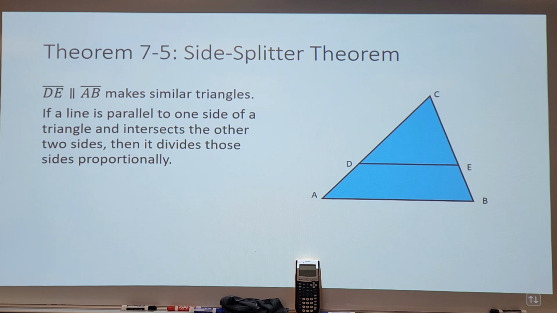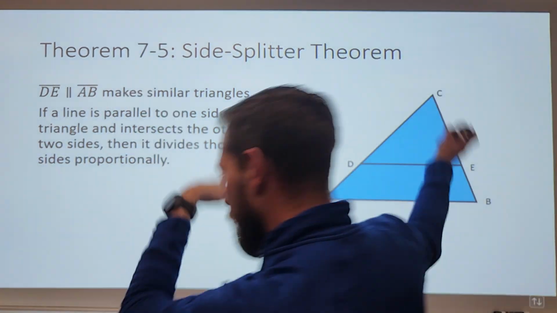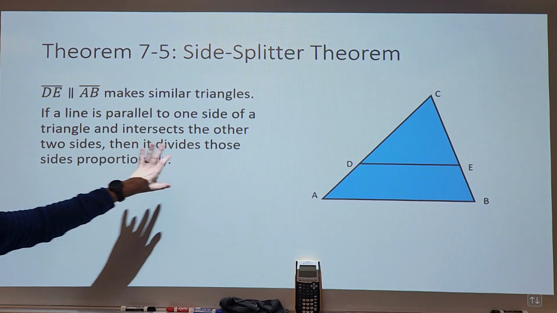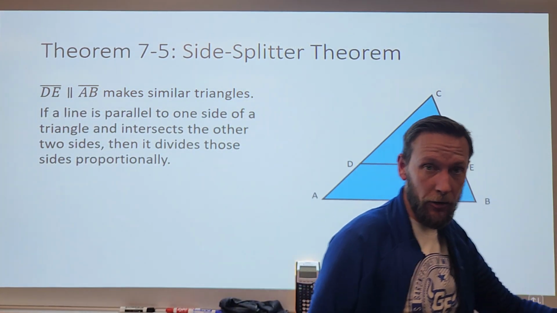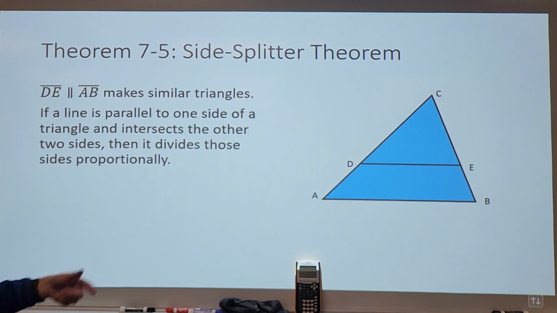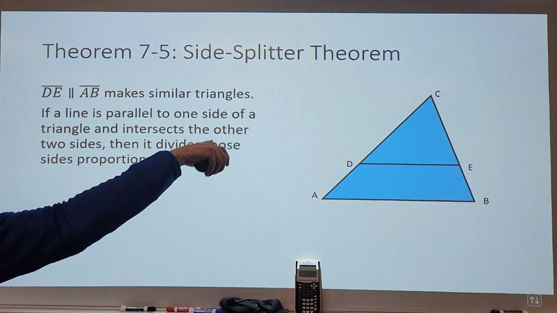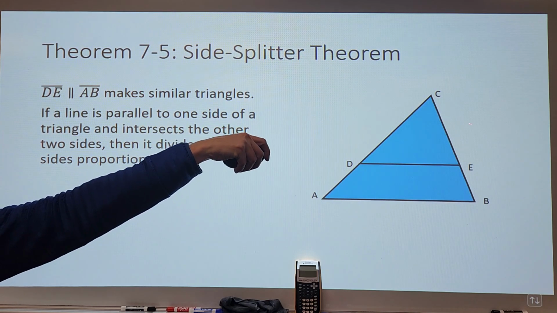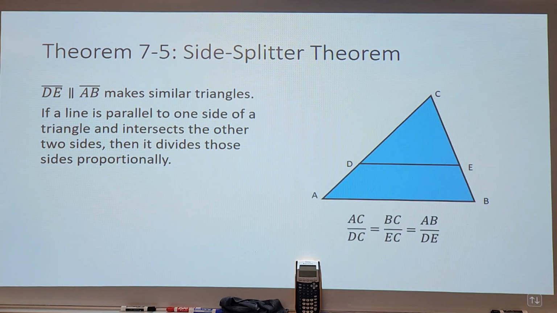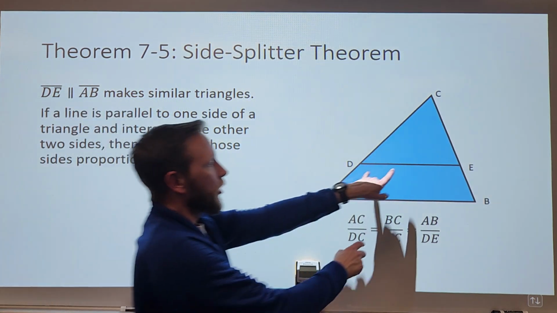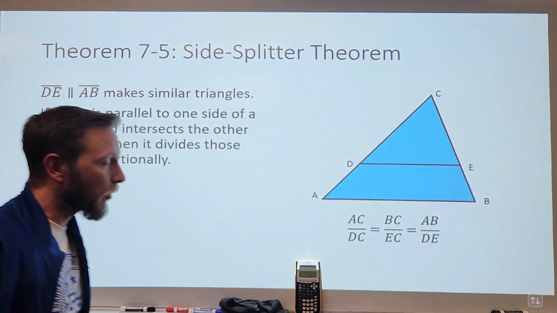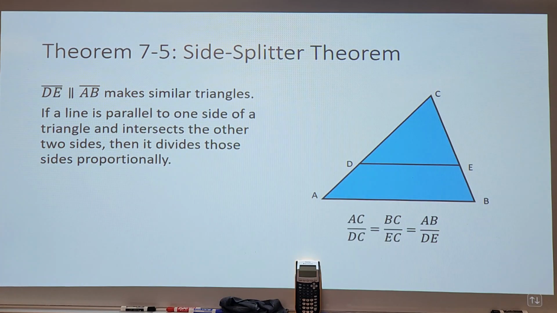Here is the other. So that was right triangles. This is the 7-5 part, which is the side splitter theorem. Basically, if we draw a segment parallel to one of the sides of the triangle, we will cut those sides proportionally, meaning that the length of CD to the length of CA is going to equal the length of CE to the length of the whole CB. That's the first thing to know. Also, here, these ED and AB are also going to be proportional. So that's the side splitter theorem.